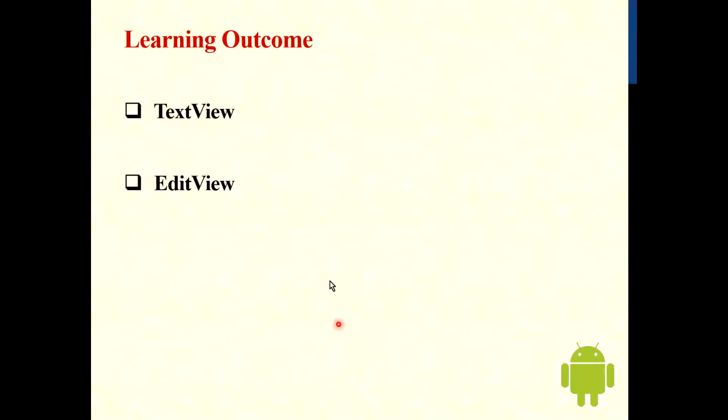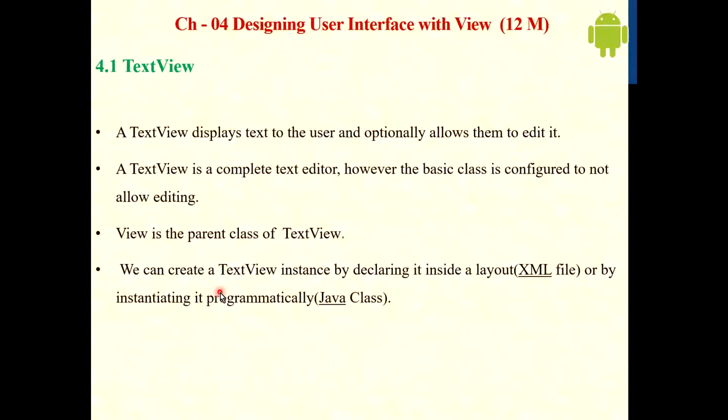So these are the learning outcomes of today's video. First we start with TextView. TextView displays text to the user and optionally allows them to edit. Basically TextView is like a label, it is used to display a message. But in Java, a label is a passive component and it is not edited by the end user. But a TextView may be edited by the end user, as per your configuration, when you set the attribute editable true, then the user can edit that text.